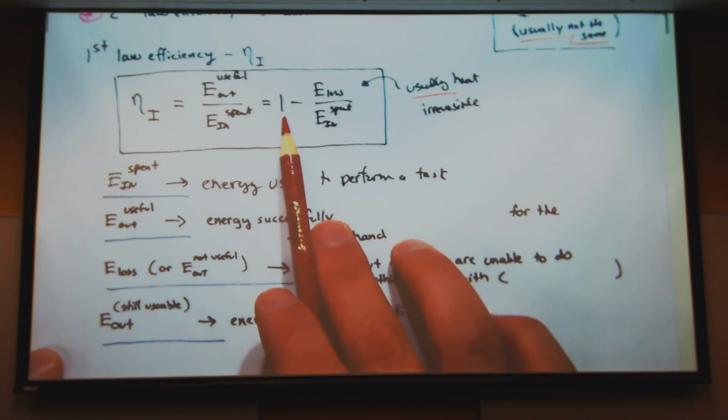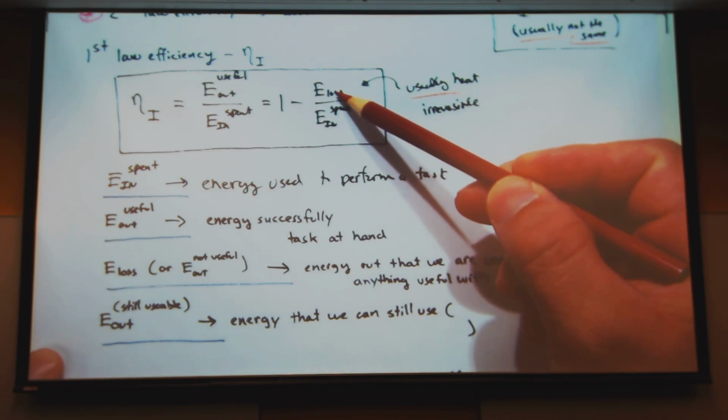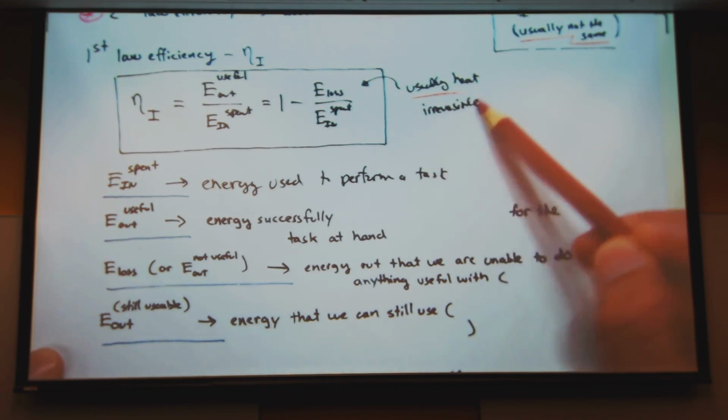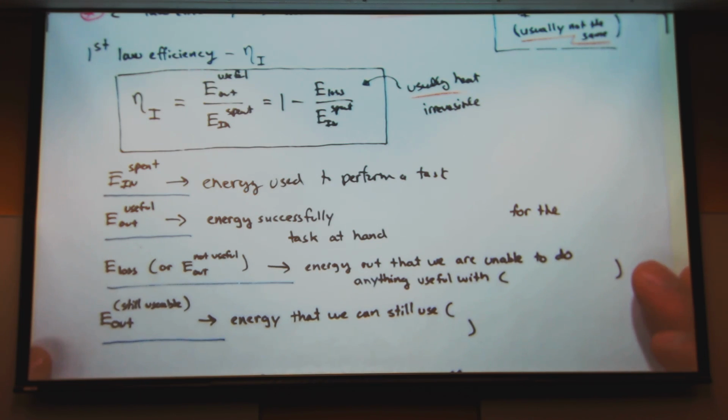Another way to write it is 1 minus energy loss over the energy in spent. This loss energy is usually heat, and it's not just heat, but the irreversible heat, the heat you can't do anything with. So if there's a bunch of heat coming off a volcano, we can use most of that. But there's a portion of that heat coming off the volcano that we can't really do much with. That's the irreversible stuff, or the unuseful heat.